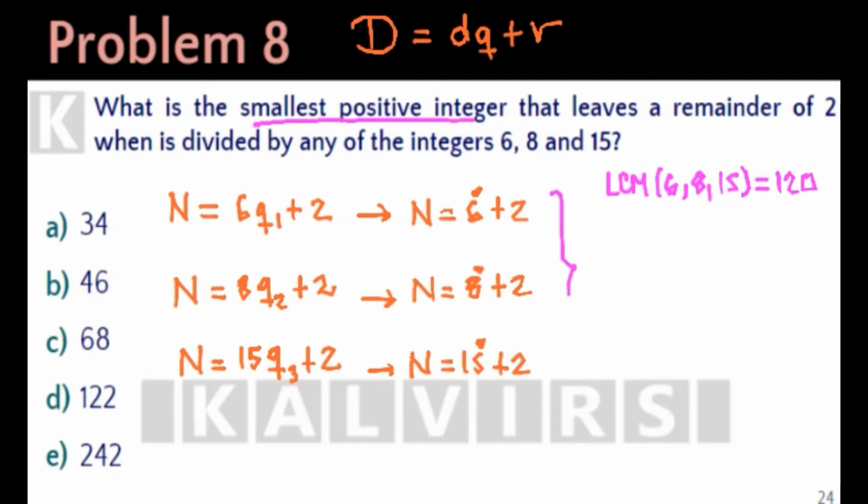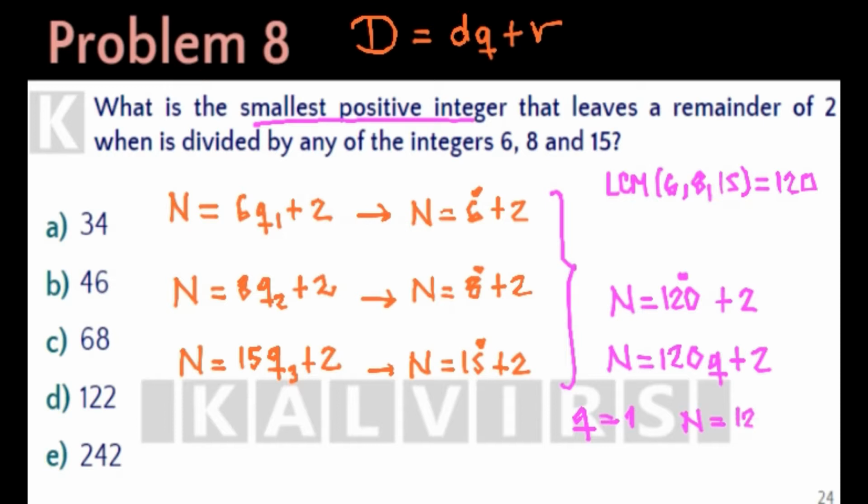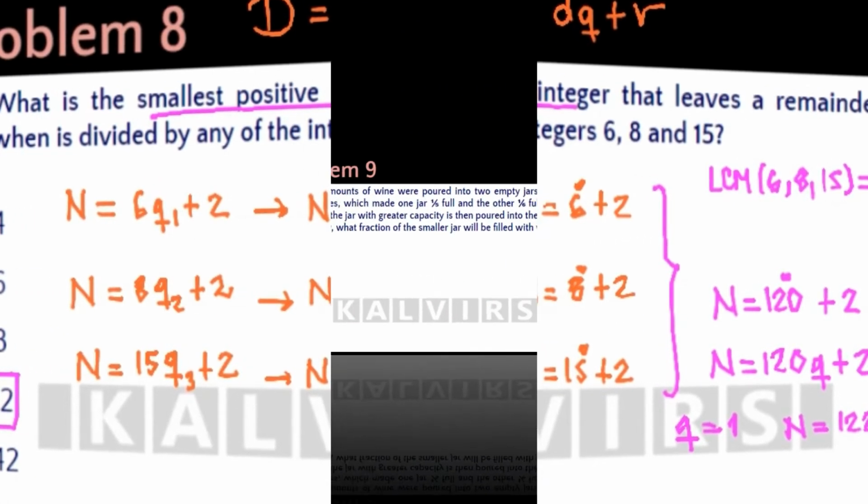So as a conclusion, we could say that n should be a multiple of 120 plus 2, which also means that when n is divided by 120, the remainder is also 2. So the least positive integer that n could take is when q is 1. If q is 1, n is equal to 122, and the answer is letter D.